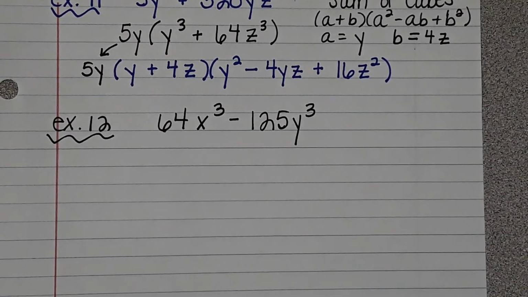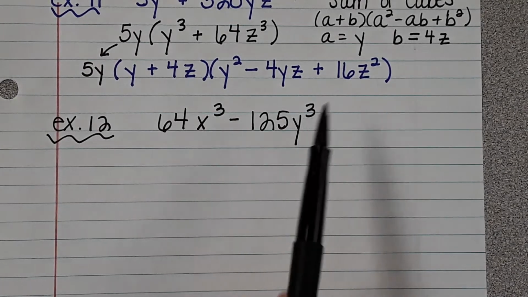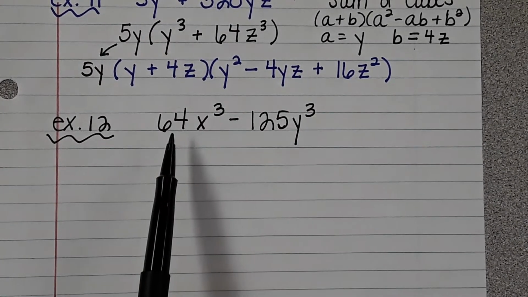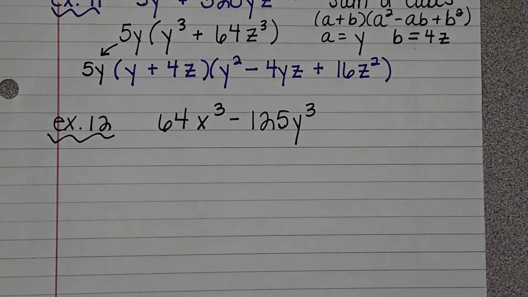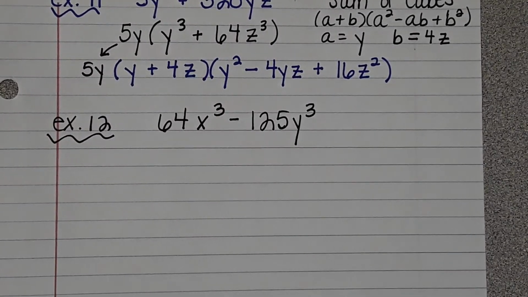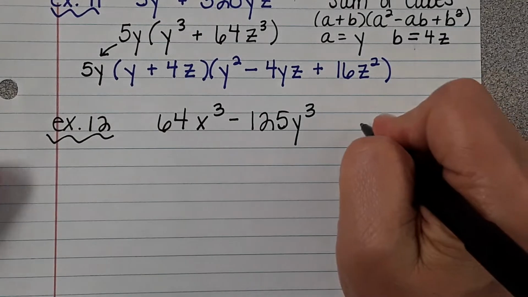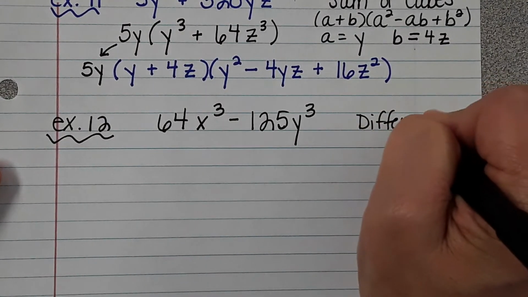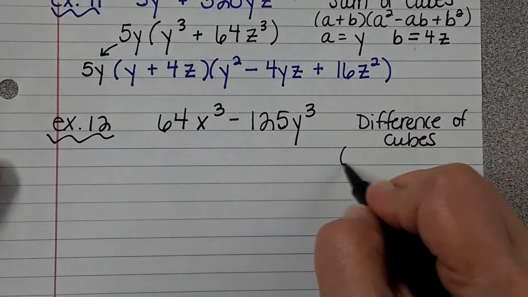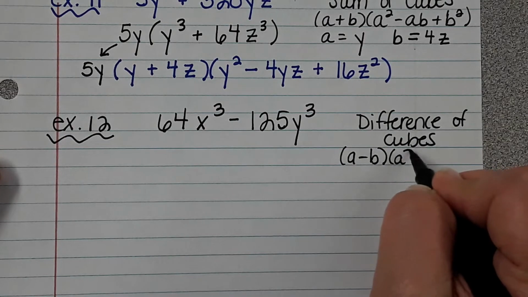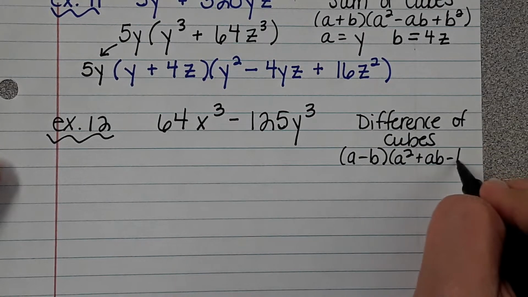Do they have anything in common? 64, 125? Any variables in common? Nope. It is a subtraction problem. And what do you notice about them, they both have a 3, so that means I need to look at my numbers. Is 64 a cube? Yeah. Is 125 a cube? Yeah. So everything's a cube, so is it difference or sum? Difference. Okay. So this is going to be a minus b, a squared plus ab minus b squared.